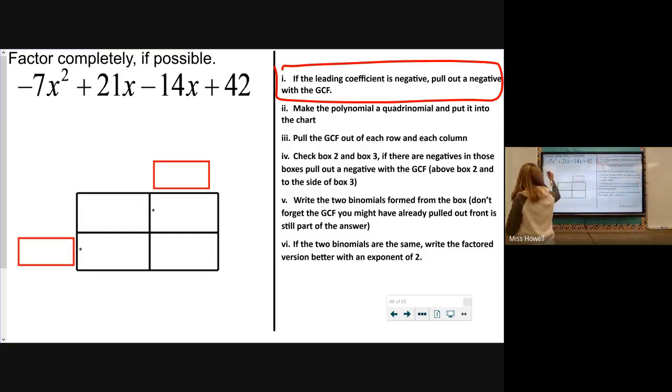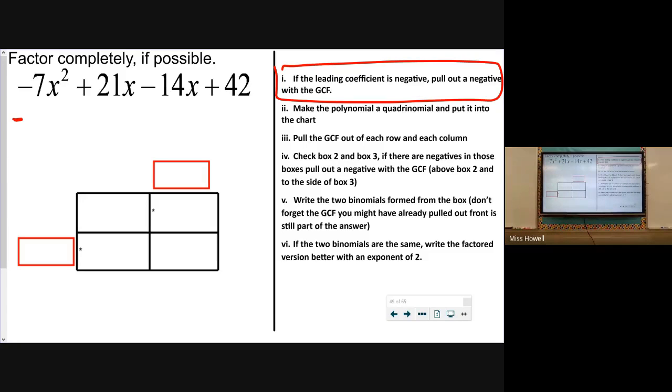All right, let's try one more together, and then we'll be off to attempt some on your own. Negative 7x squared plus 21x minus 14x plus 42. Rule number 1, if my leading coefficient when I go to factor using my chart is negative, then I have to pull it out front. Right, so this has to come out, even if it's the only thing we can pull out, a negative or a -1. It has to come out.